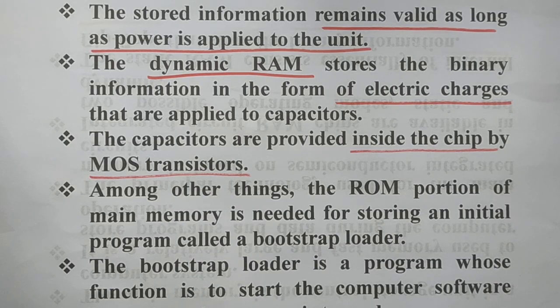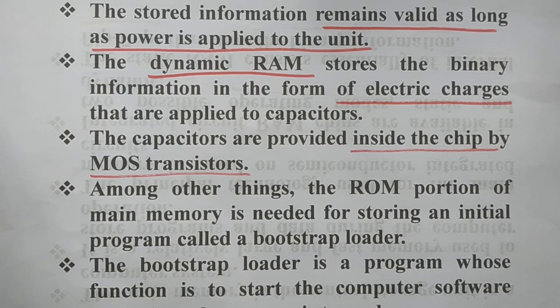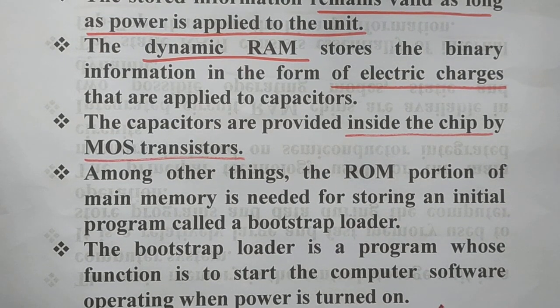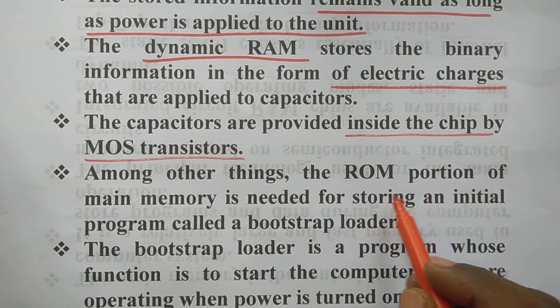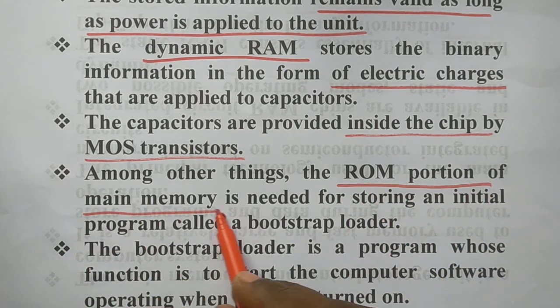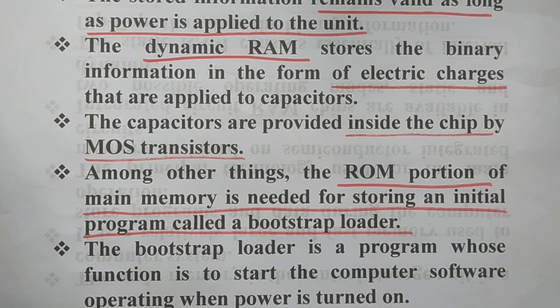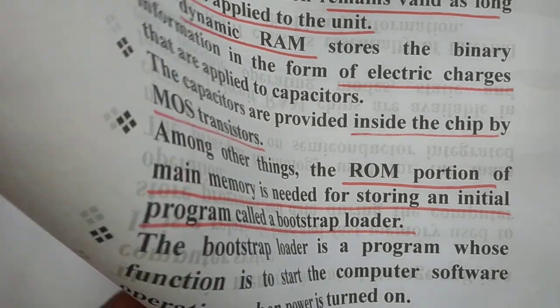One part is RAM, another part is ROM. If we go through another part of memory, that is ROM, read only memory. The ROM portion of memory is needed for storing an initial program called the bootstrap loader. Initially, different data or programs are stored in ROM, read only memory, which cannot vanish. It is permanently stored in ROM. It is non-volatile, while RAM is volatile. If we consider RAM and ROM, there are two things we can consider.